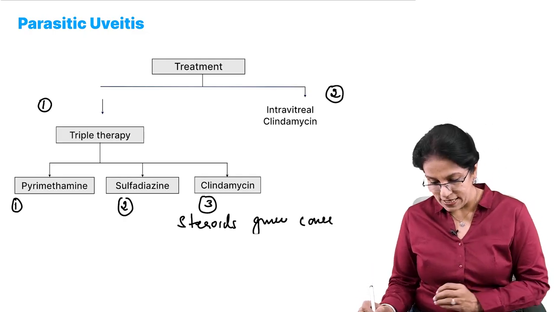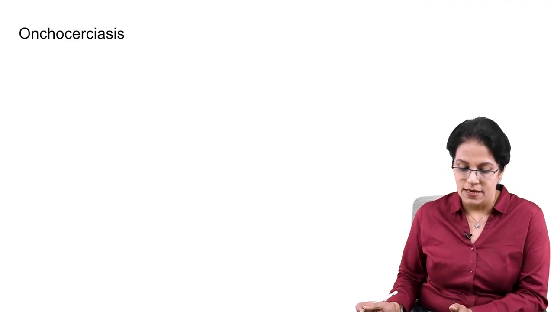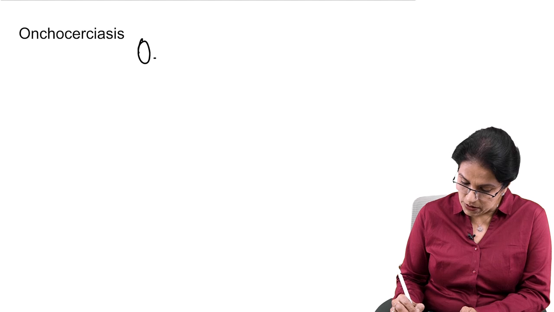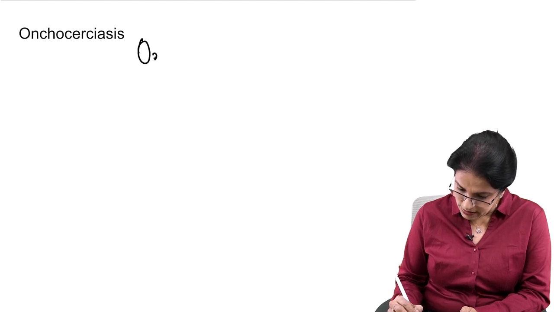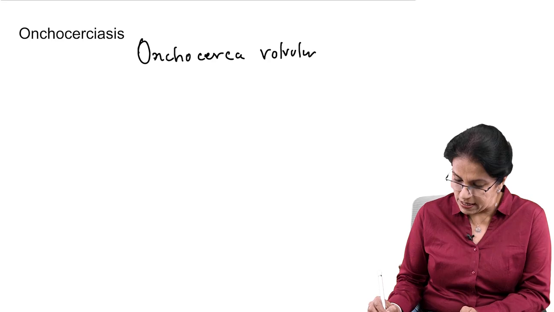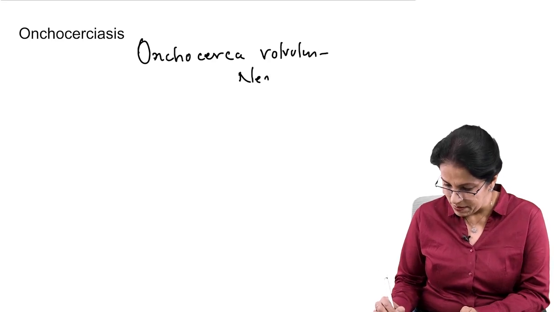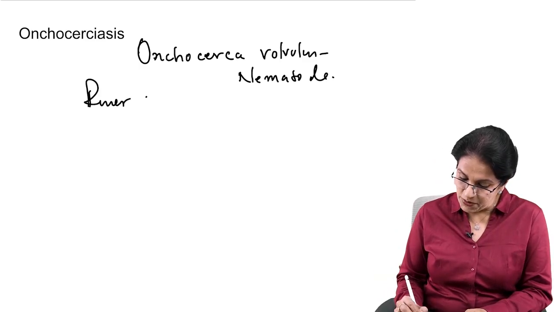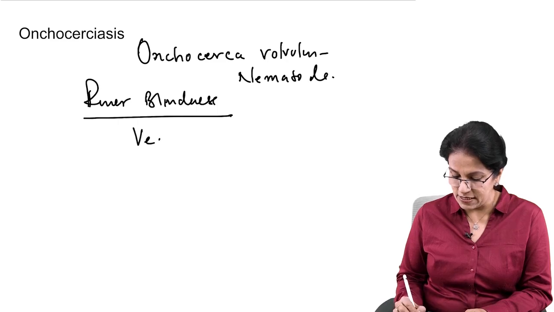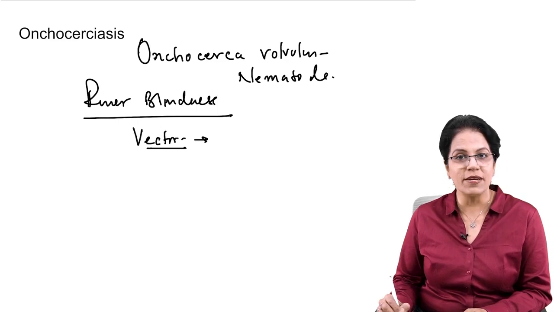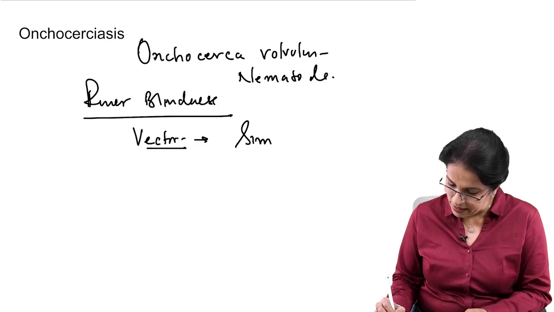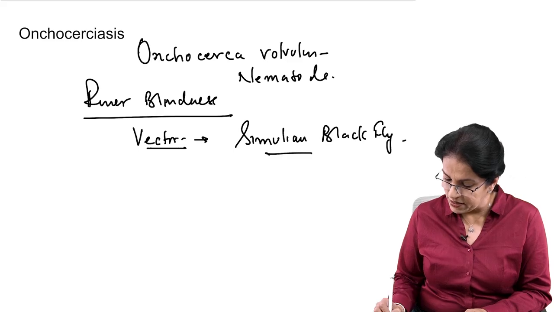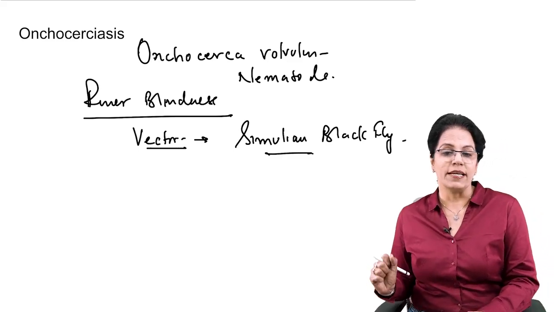We come to the next. Next is onchocerciasis. We all know onchocerciasis is caused by Onchocerca volvulus, and Onchocerca volvulus is a nematode. What is the other name of onchocerciasis? We also call it river blindness. Why do you call it river blindness? Because the main vector of this disease is near the river. What is that vector? The Simulium black fly. This mainly resides near the river, therefore we call it river blindness.